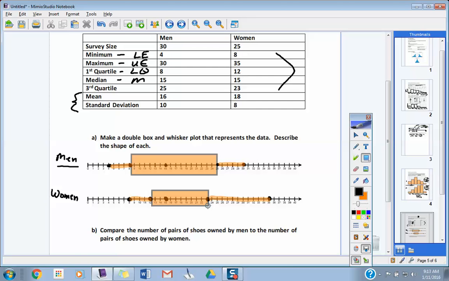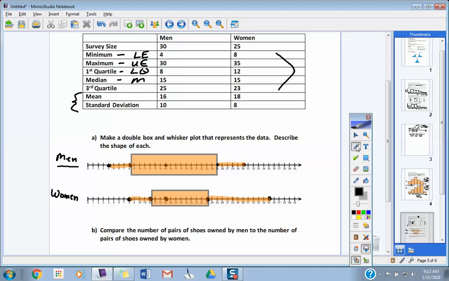That middle half is closer together, even though the median is here. So it's just pushing this to the right. When I say something is skewed to the right like this, then basically they're saying we're moving this data to the right, which is a higher value. So based on this plot right here, guys, would you say women or men typically own more pairs of shoes? What would you say here?